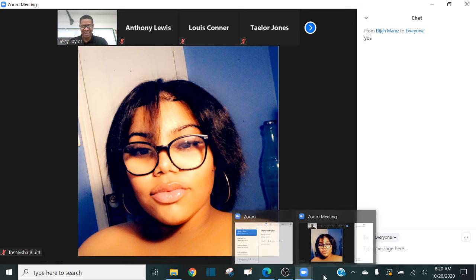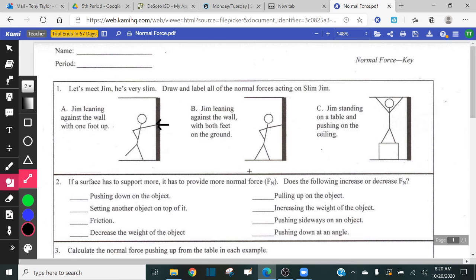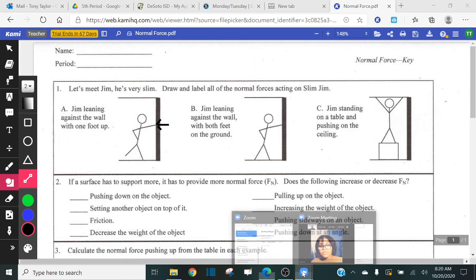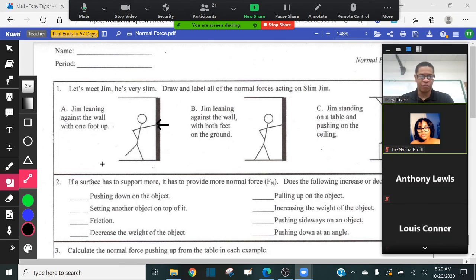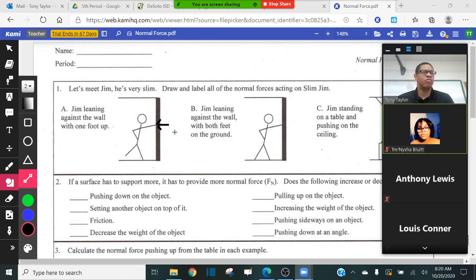Anyway, let me share my screen because I want to hurry up and finish this so I can give you guys the opportunity to work on your assignment before class ends. Okay. So I want to say this. Hold on. Okay.